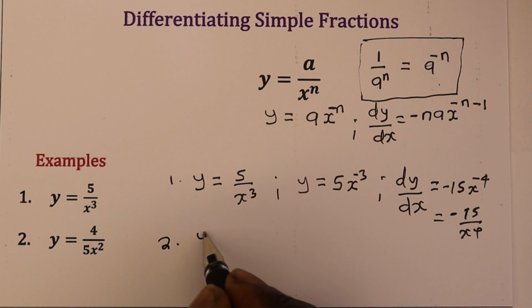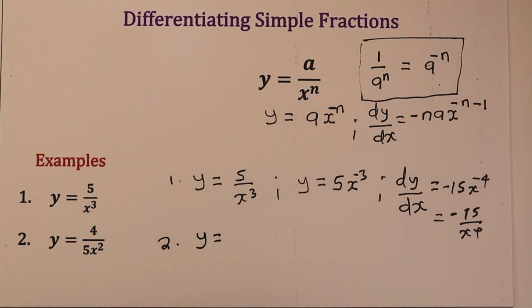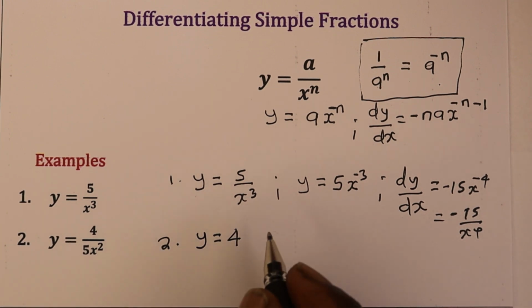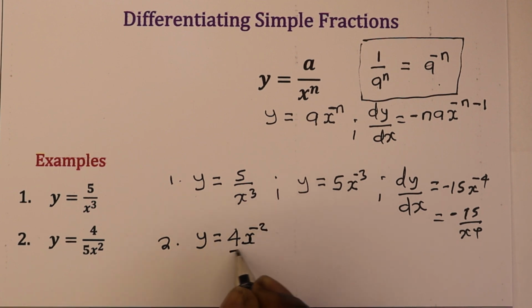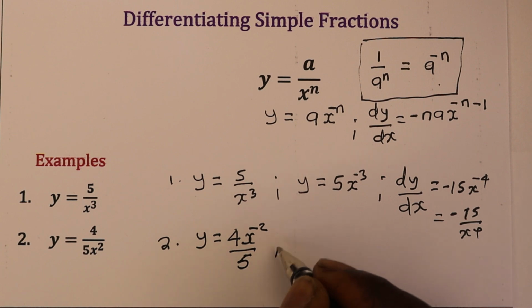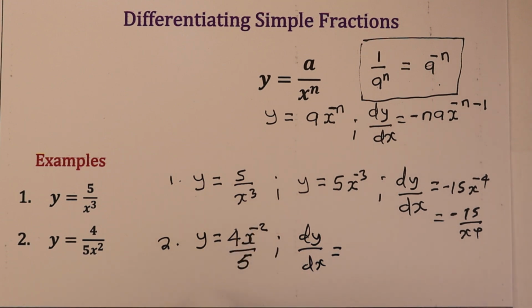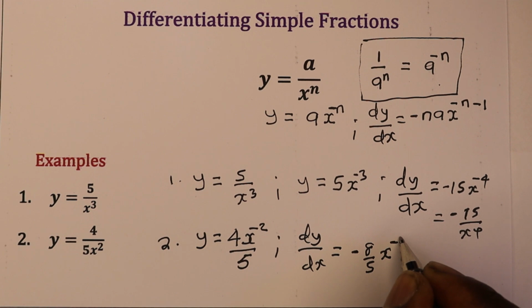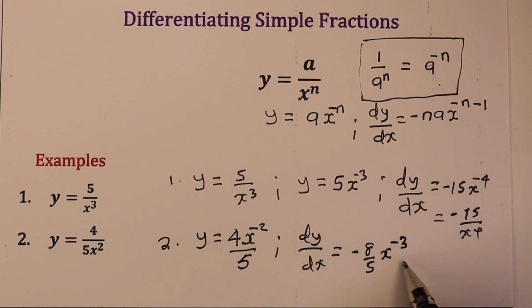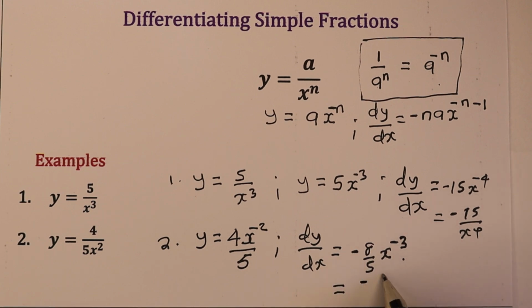So for the second example, we have y is equal to 4 over 5 x squared, which you can write to be 4 times x raised to power negative 2, but it's still over 5. So we just differentiate this normally. So that is dy dx is equal to, you pre-multiply by the power so that you get negative 8 over 5 times x, then you reduce the power by 1, so that is negative 2 minus 1, that is negative 3. So again, you could leave the answer like that, or you could rewrite it as negative 8 over 5x cubed.